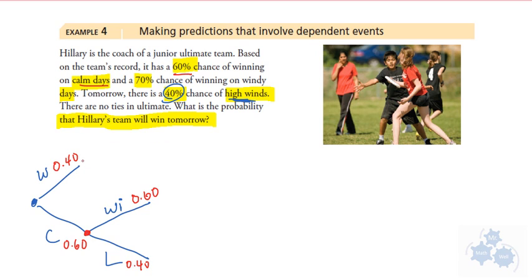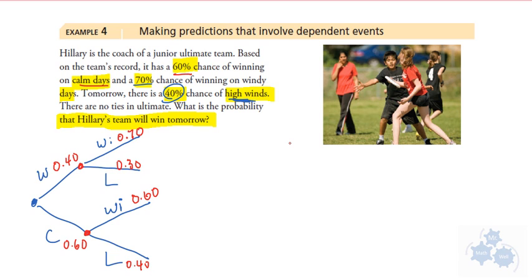On windy days, they do pretty good, it looks like. They have a 70% chance of winning on a windy day. So they could win or they could lose here. It's windy already, so what's the chance that they're going to win? It's 0.7. That means that they have a 0.30 chance of losing that day. Okay, everyone with me so far? Just fill out your tree diagram.